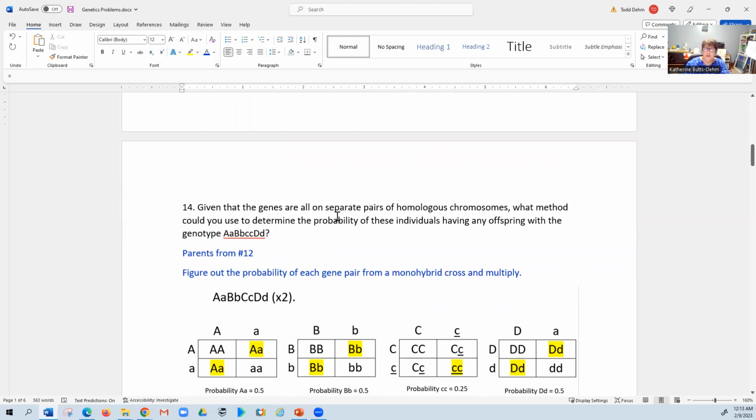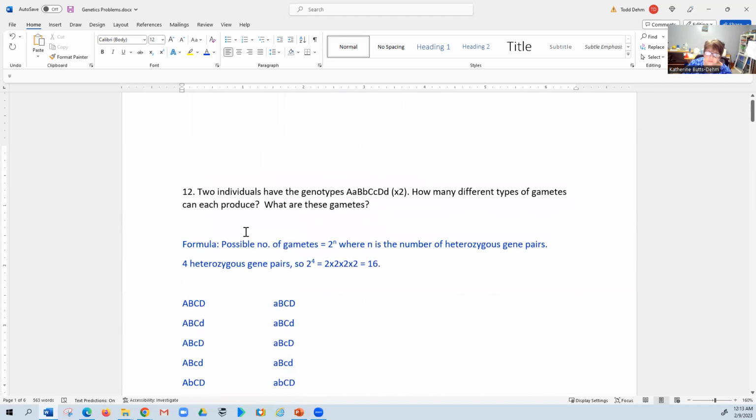Given that the genes are all on separate pairs of homologous chromosomes, and that's really important, all of them on this worksheet are on separate pairs of homologous chromosomes. What method could you use to determine the probability of these individuals having an offspring that is big A, big B, little b, so het for those, little c, so that's homozygous recessive, and then heterozygous for big D, little d? And again, these are the parents from number 12. So you can go back and look, they were heterozygous for everything. There are 2 parents, heterozygous for A's, B's, C's, and D's.